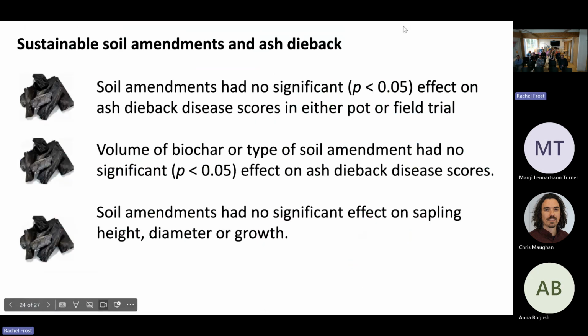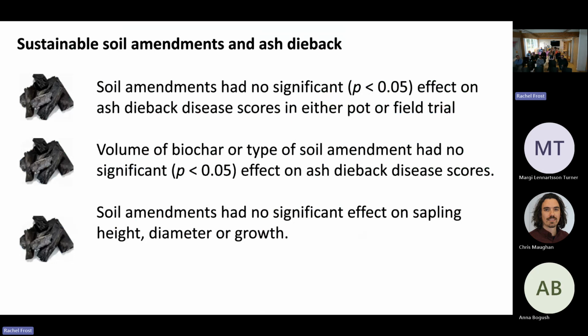Now, coming to the soil amendments, I know you've all been waiting with bated breath to see what happened. Sadly, there were no significant findings. I think that is perhaps sometimes the case with biochar. So there were no significant effects of any of the soil amendments on Ashdown disease scores. The volume of biochar and the type of soil amendment was not important. The soil amendments, however, had no impact on growth, so they didn't harm the trees, so they still grew and they still expanded in diameter.